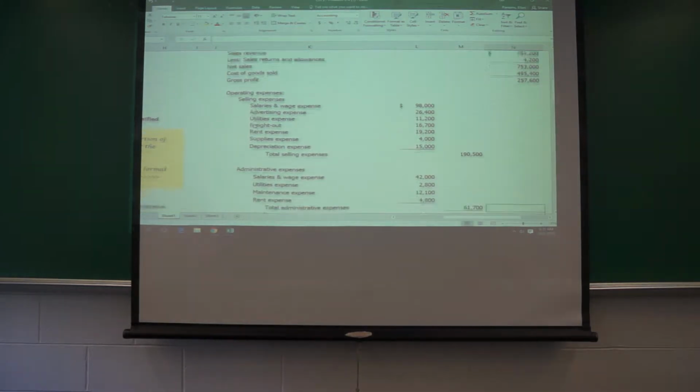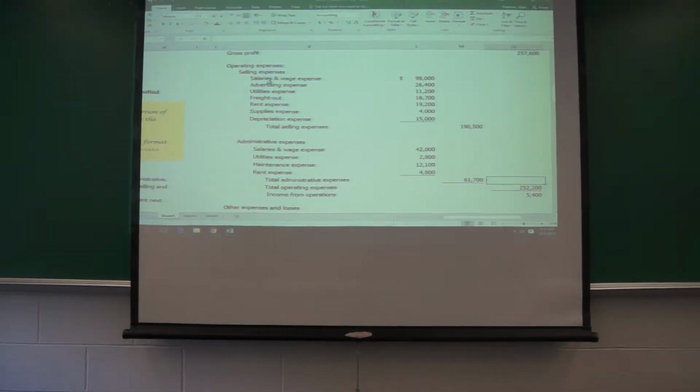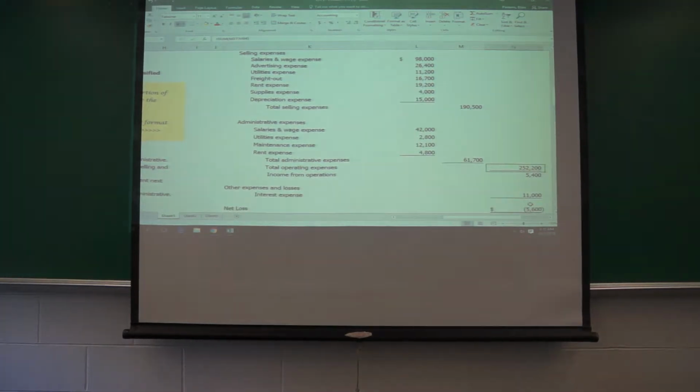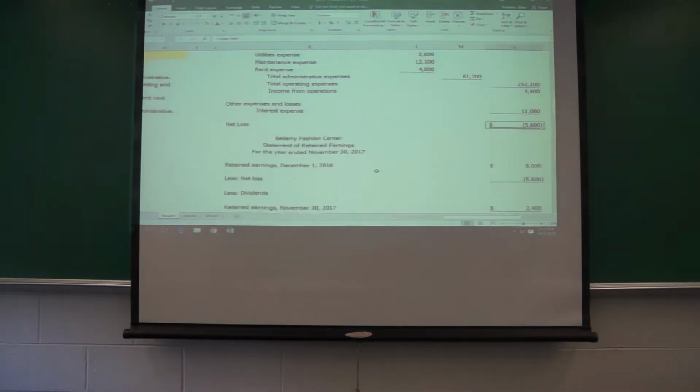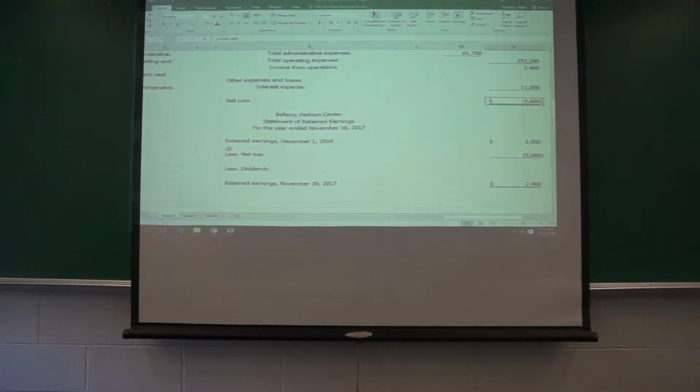And then they're breaking it down into selling expenses, and so we figured out the amounts for those, and then our administrative expenses. We get a total, and then our income from operations is the gross profit, less all our operating expenses. Income from operations, we have to remember that interest is generally an other item, as would gains and losses on sale of equipment, and we come down to a net loss of $5,600. Okay. Retained earnings statement, you have to remember to pick up the beginning. Here's your net loss, there were no dividends involved, ending.